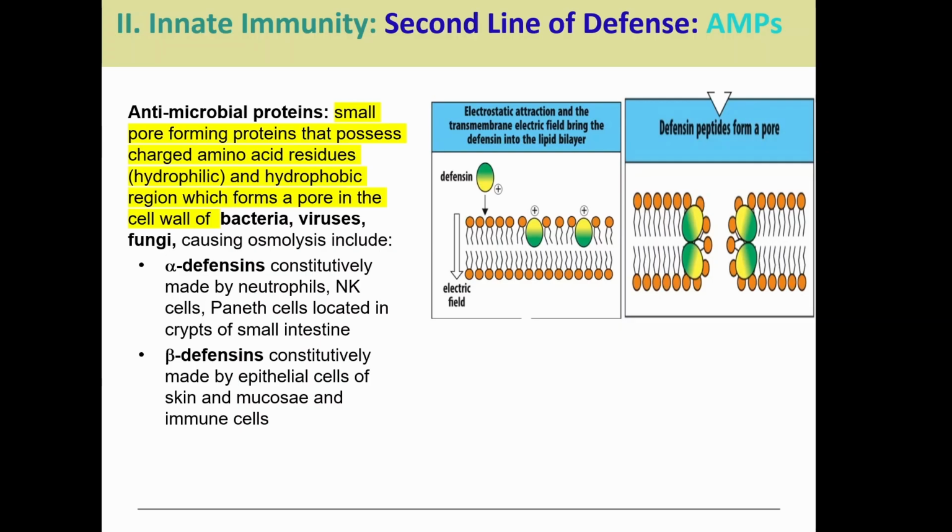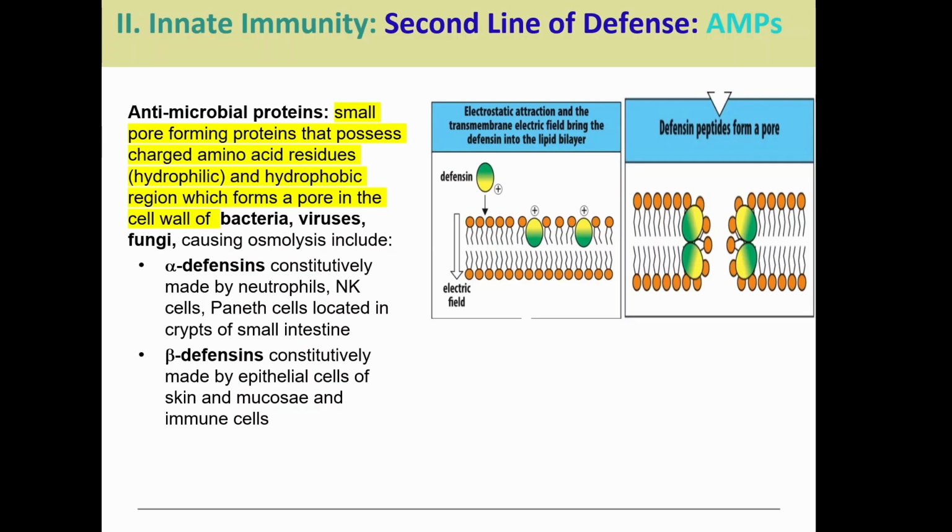Again, these are these little proteins. They're going to have these charged amino acid residues, so they're hydrophilic and hydrophobic. They're going to basically form a pore or a hole in the cell wall of different types of cells. So bacteria, viruses, fungi, things like that. And this is going to cause what's called osmolysis. Basically, they form an opening and fluid can flood inside of that cell, breaking it open.